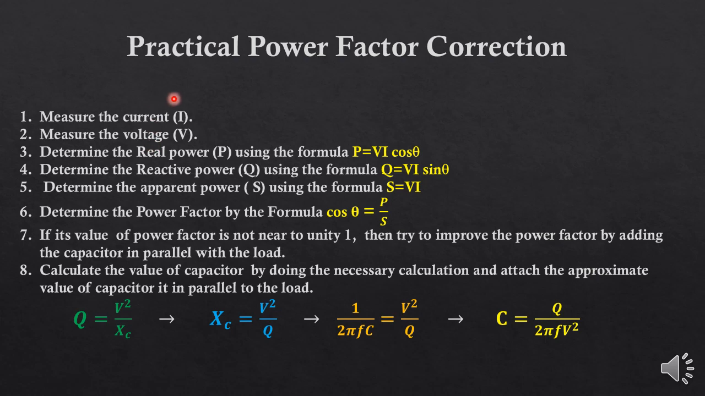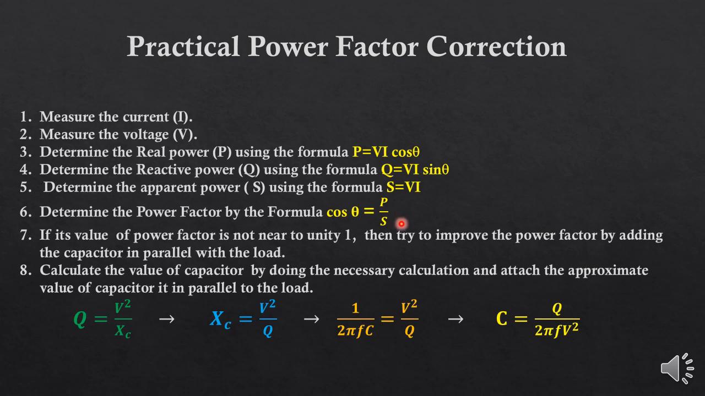These are some of the steps for the practical power factor correction. First, you have to measure the load current. Next, you have to measure the load voltage. After that, you have to determine the real power by using the formula P equal to VI cos of theta. Next, you have to determine the reactive power Q using the formula Q equal to VI sin theta. After that, you have to determine the apparent power using the formula S equal to VI. Next, you have to determine the power factor using the formula cos theta equal to P over S, which is real power over apparent power.